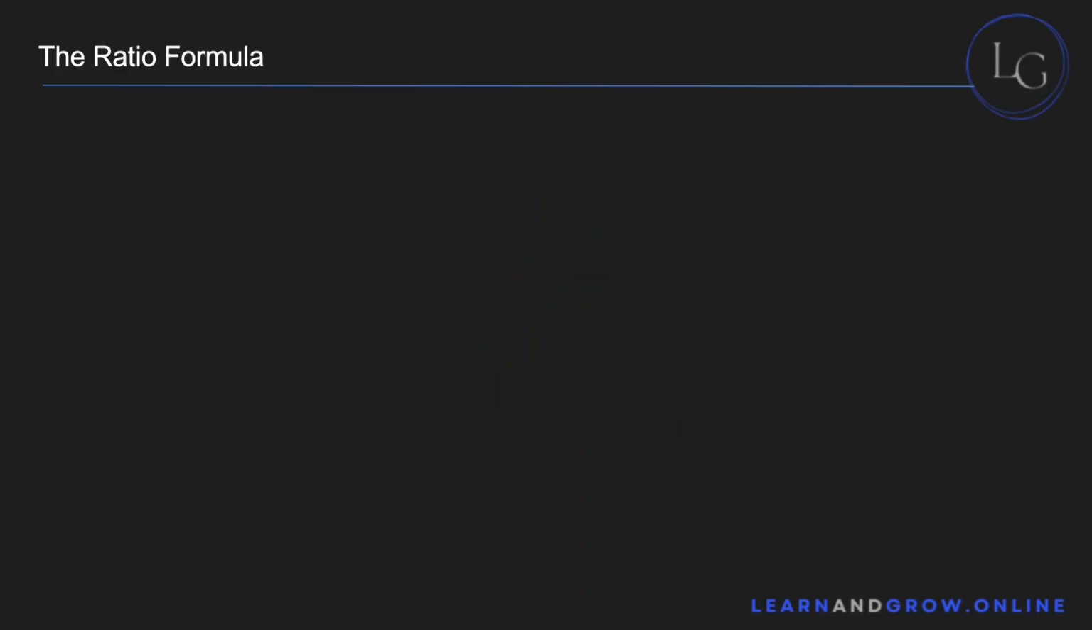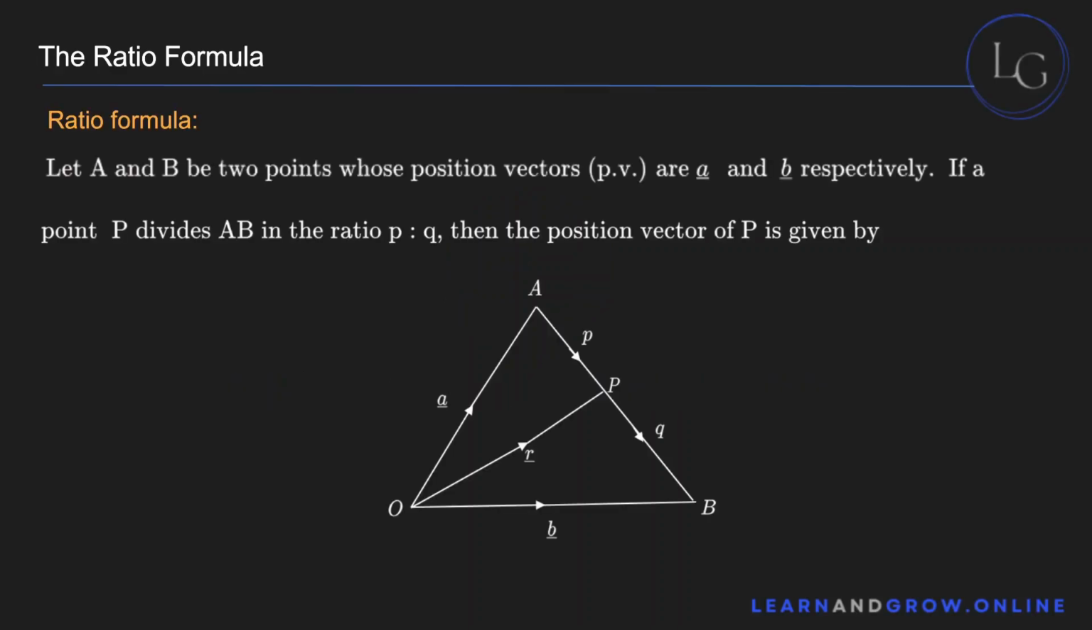Now let's discuss the ratio formula. It says here: let A and B be two points whose position vectors are a and b. So these are the points A and B. This is A and this is B. And the position vectors of these points obviously are a and b.